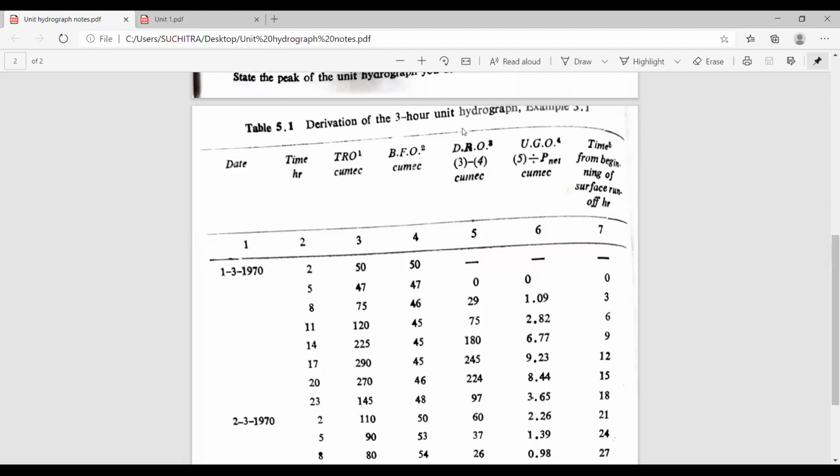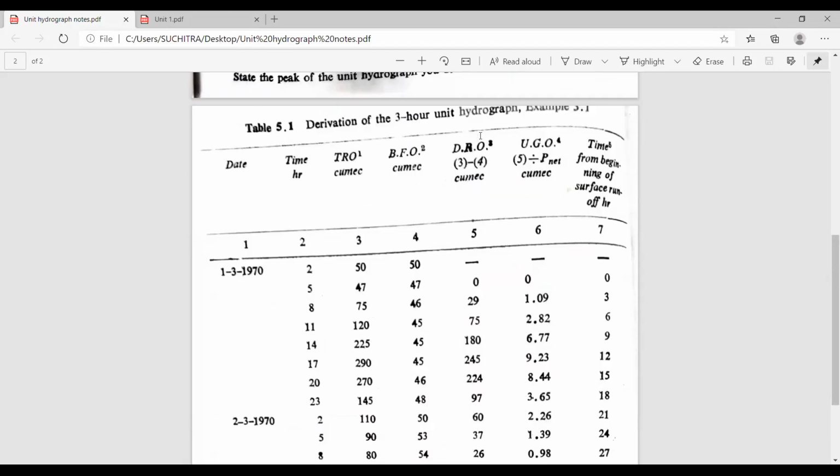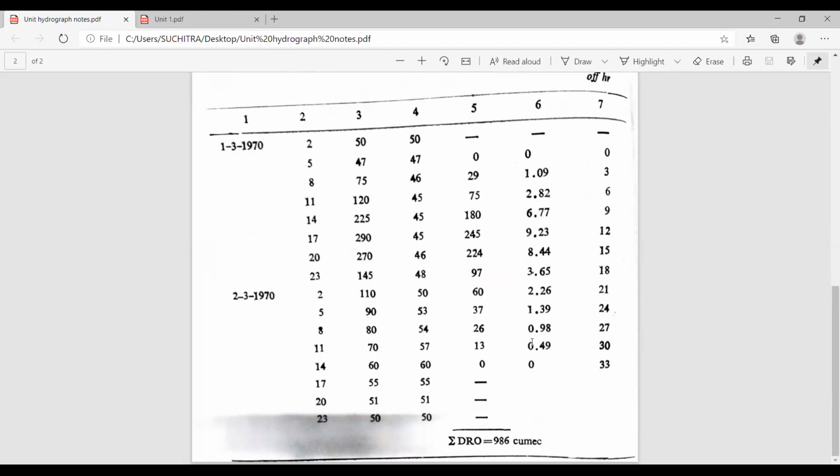Now these direct runoff ordinates have to be divided by the net precipitation depth in order to get the unit hydrograph ordinates. So when you divide the direct runoff ordinates by the net precipitation depth, you get the ordinates of the unit hydrograph. Now you can see here the unit hydrograph has a lag time of 3 hours, correct?